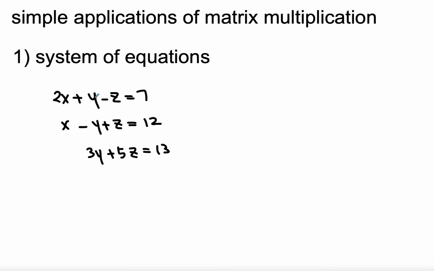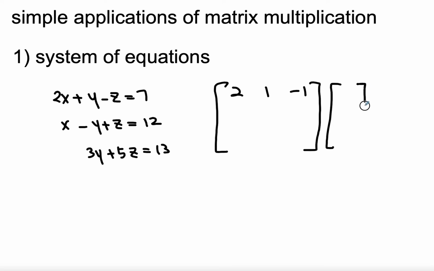Notice these coefficients are multiplying x, y, z, as in the second line and the third line, just like the multiplication of matrices. Since all three rows are multiplying x, y, z, we can express the first as 2, 1, negative 1 multiplied by x, y, z. We line up the x, y, z vertically, so that 2 is multiplied to x, 1 is multiplied by y, and negative 1 is multiplied by z.